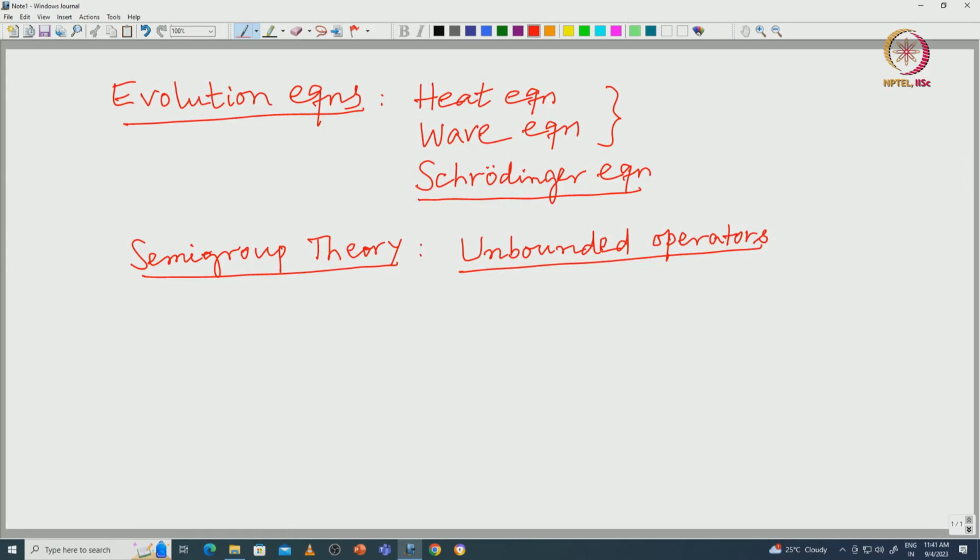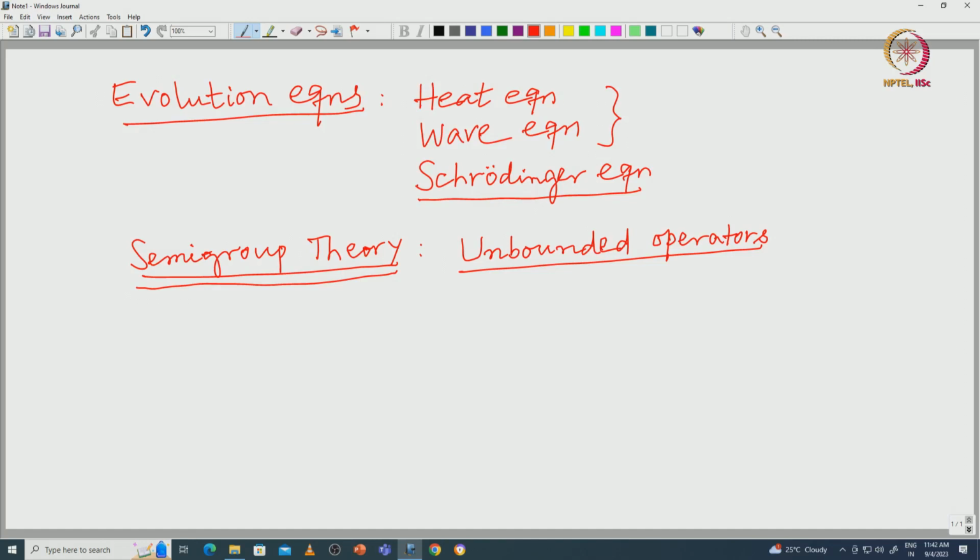So I will just briefly recall some of the important things we will be using as far as semigroup theory is concerned. After developing basic definitions and some results, we will state only the important theorem, namely the Hille-Yosida theorem, and then after developing that semigroup theory and the Hille-Yosida theorem, we will come back to these evolution equations.